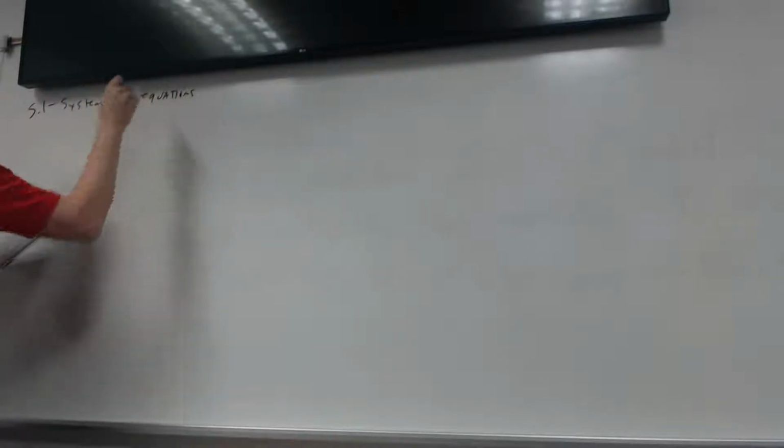Okay, so we are going to jump up to 5.1, which I think you guys will like a lot better than the last chapter, especially this section. Maybe not later on. But all right, we're going to do 5.1, which is systems of two equations. And I'll bet you guys probably already know how to do these.